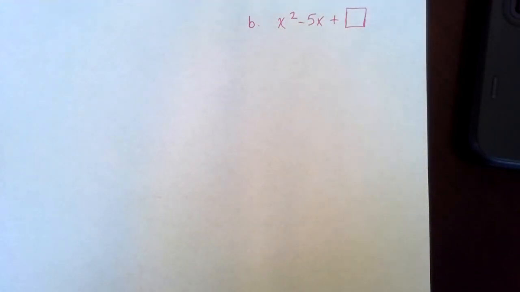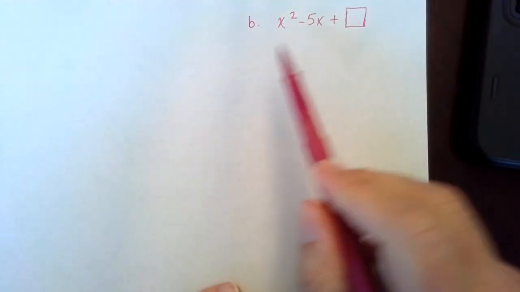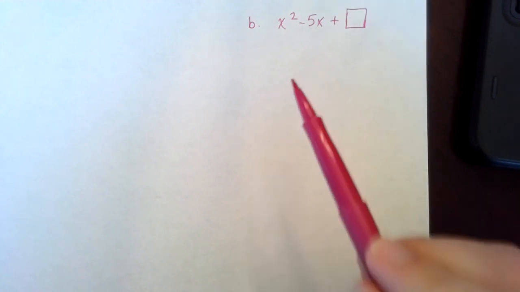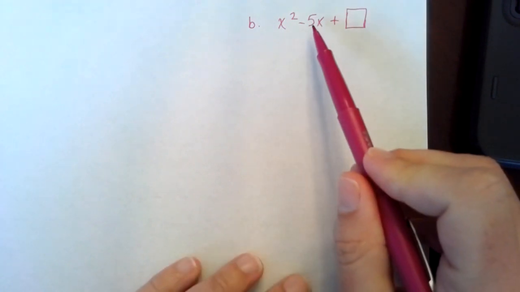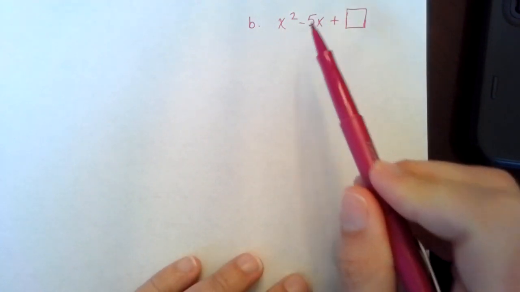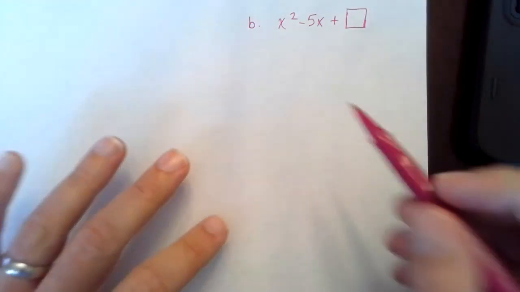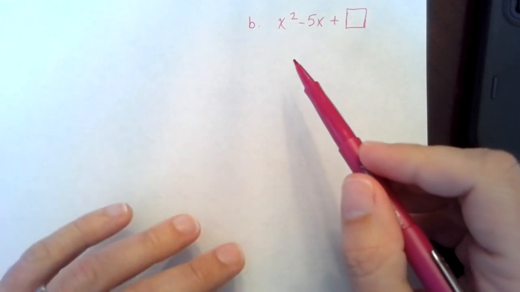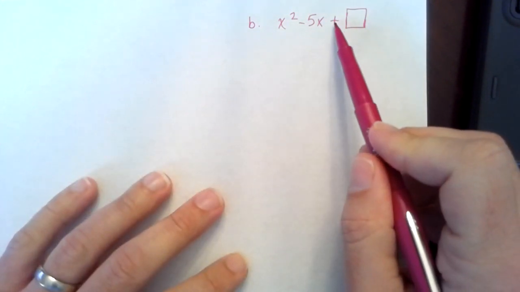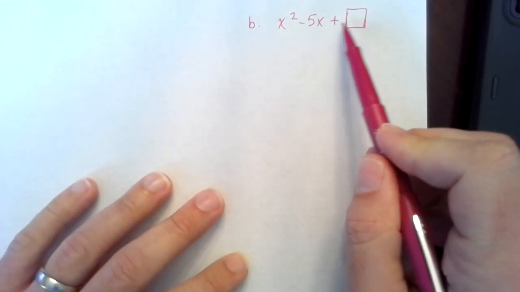All right, so let's look at a little bit more challenging one. This one's going to be a little more difficult, and we can tell just by looking at it. Our b is an odd number, which means when we cut it in half, it's not going to be another whole number. Something else I do want to point out is I automatically have a plus sign here. This will always be a plus.